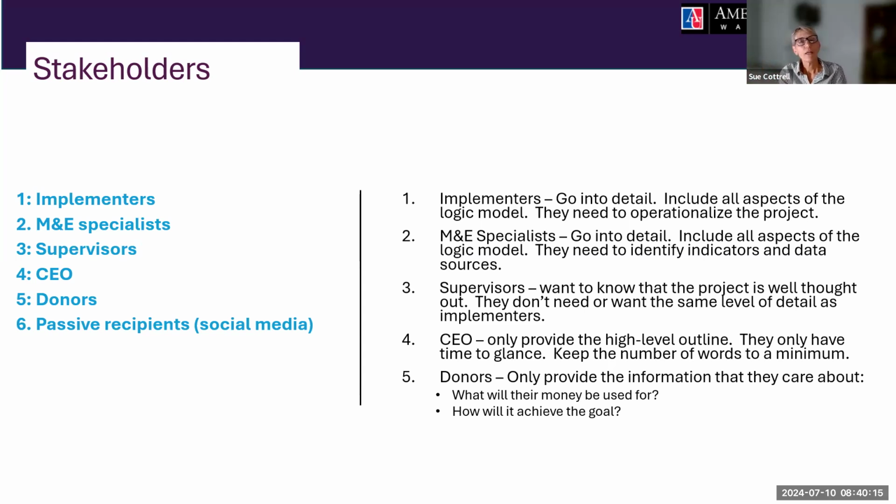A CEO generally only provide the high-level outline. They only have time to glance at it and keep the number of words to a minimum because they'll get overwhelmed, they won't care, or they'll be like, there's nothing I can do with this. Give them the highlights. Now, donors only provide the information that they care about. What will their money be used for? How will it achieve the goal? In general, it's not as detailed as the main logic model, but that depends also. It might be.